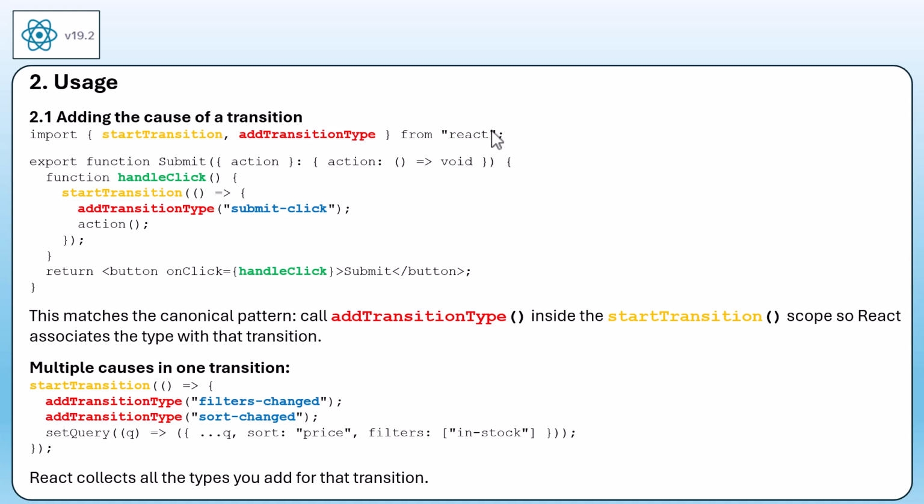React gathers all associated transition types. If a transition includes multiple actions, you may add multiple types. Once React completes the update cycle, meaning it commits the changes, all types are reset. Therefore, the types are only active while the transition is in progress.